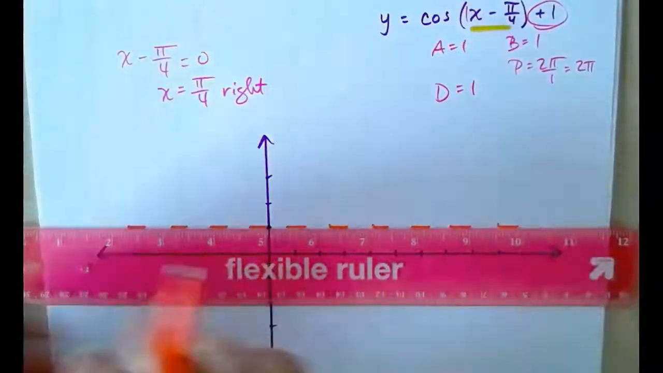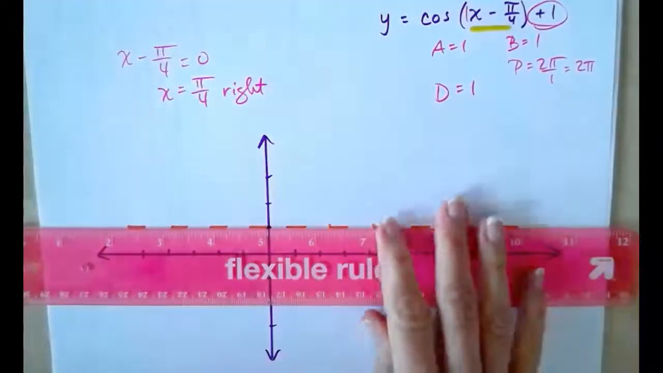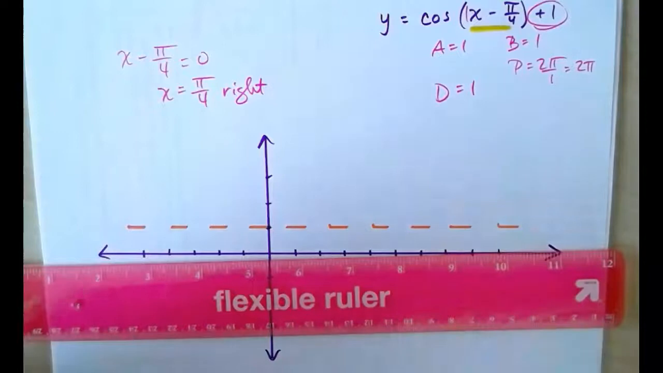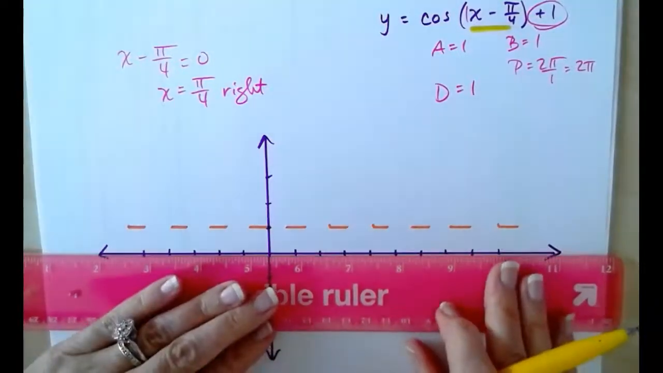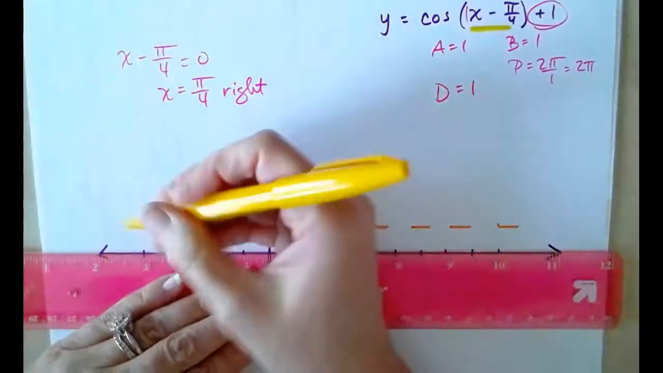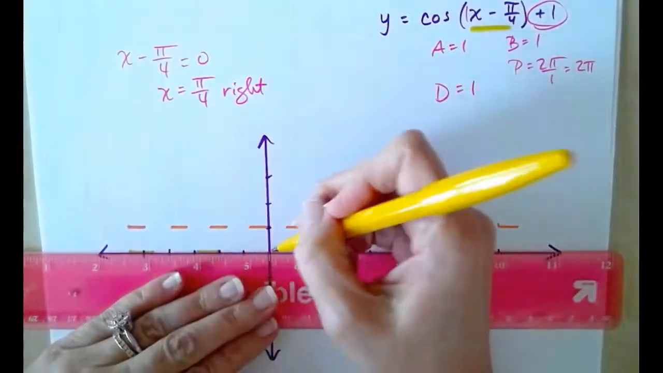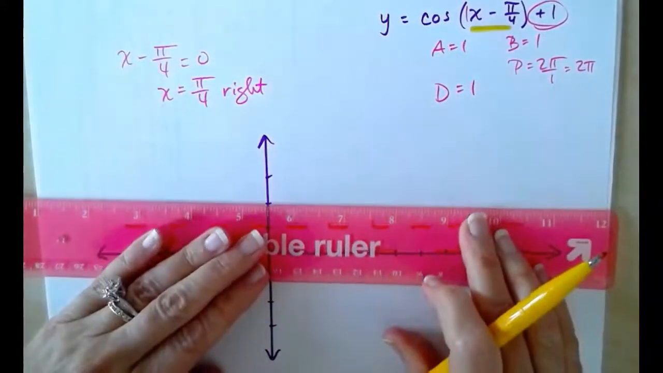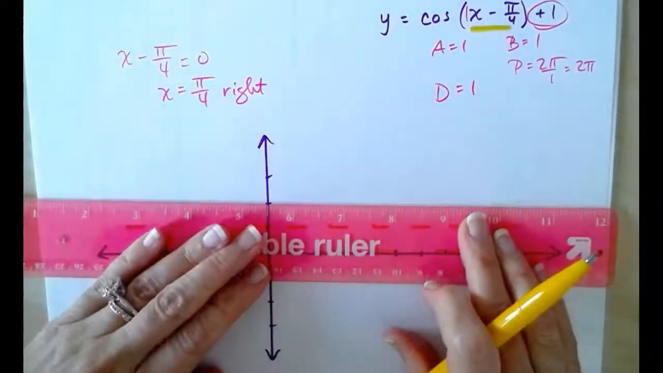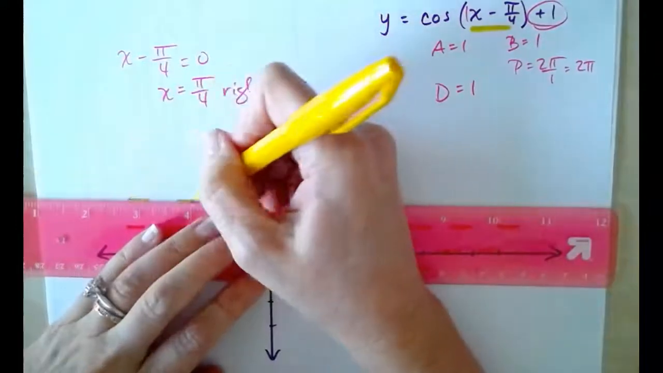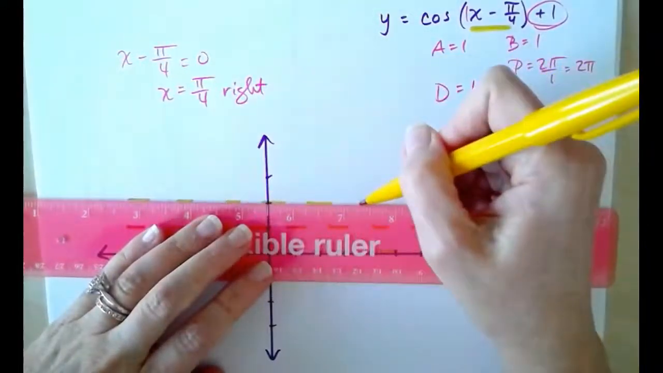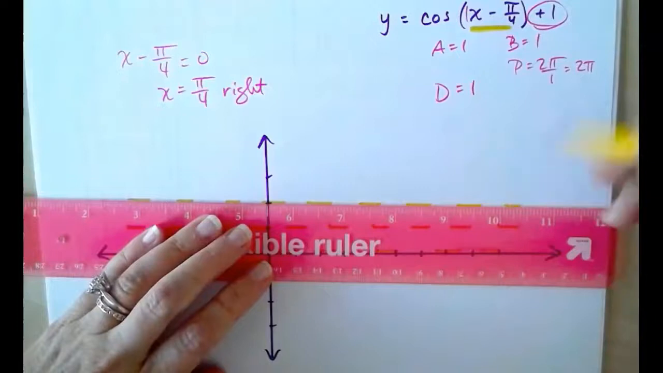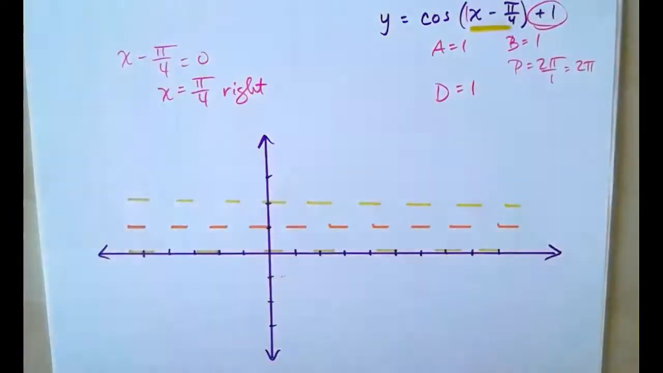My a value is 1, so I'm going to highlight in my min and max values. My minimum values are all going to be right on the x-axis, which is just simply down 1. And my max values are going to be at 2. Remember, the amplitude tells you the height of the crest or the depth of the trough.